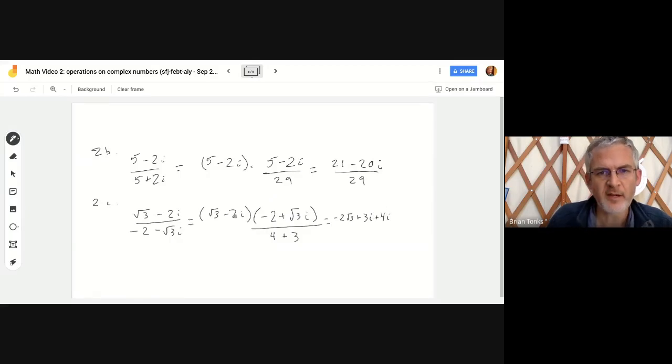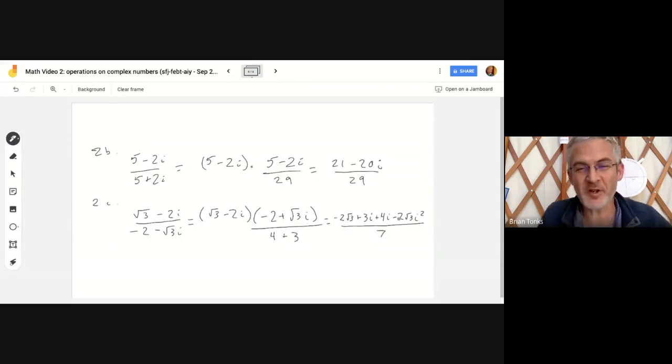And then I have negative 2i times the square root of 3i, which gives me negative 2 root 3 i squared, because I have i times i. So negative 2 times the square root of 3, i times i: negative 2 square root of 3 i squared. And that is all over 7. The denominator ends up being the easy part of this.